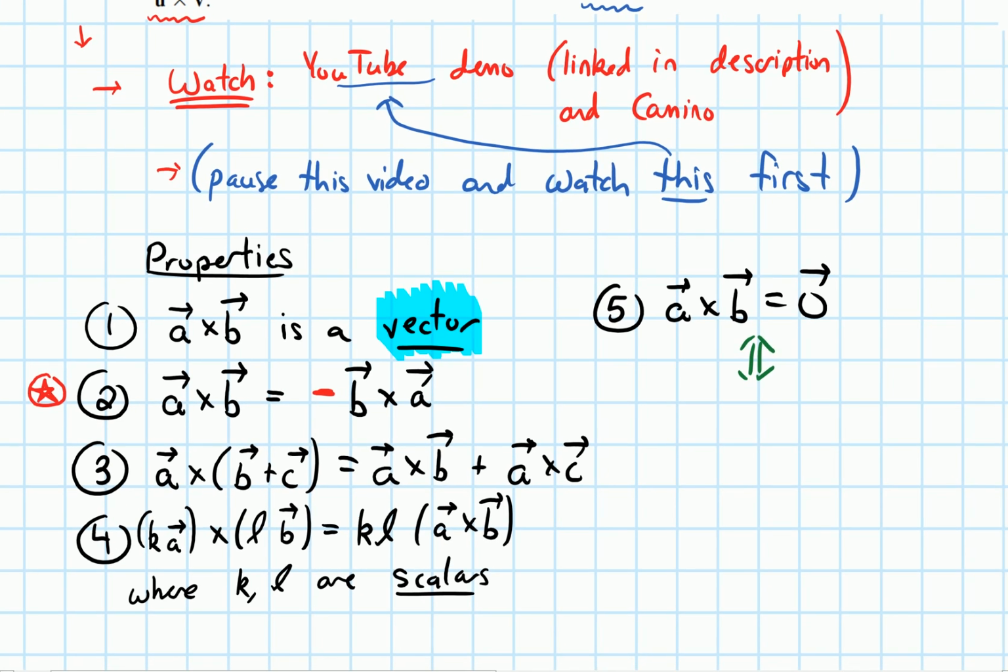Okay, and then 5, I want to break down a little bit. This is saying that if you take the cross product of two vectors, that's going to be equal to the 0 vector. This green arrow means if and only if. What does it take for the cross product of two vectors to be equal to the 0 vector? So it turns out that A and B would need to point in either the same or opposite directions.